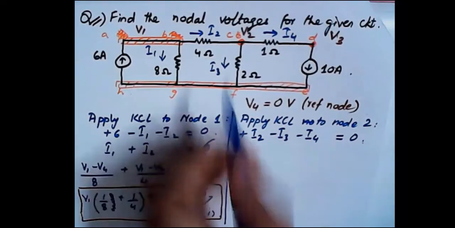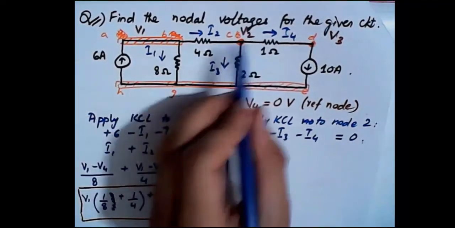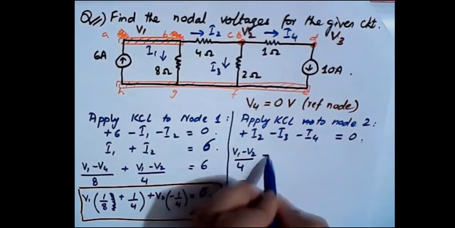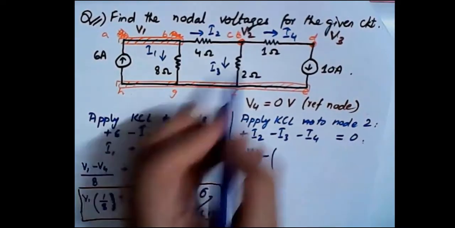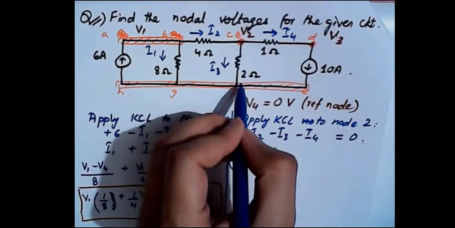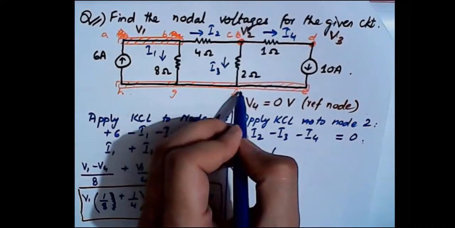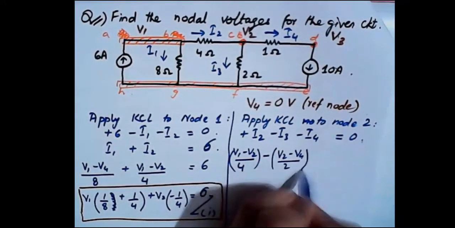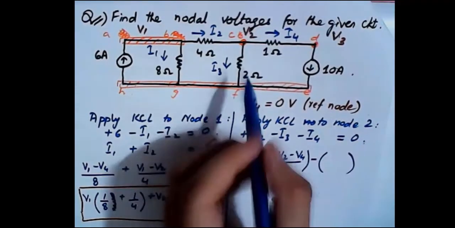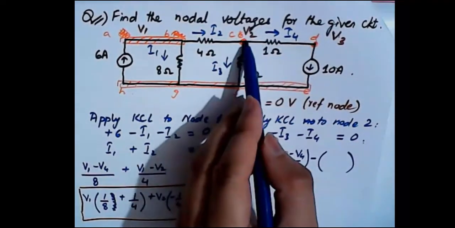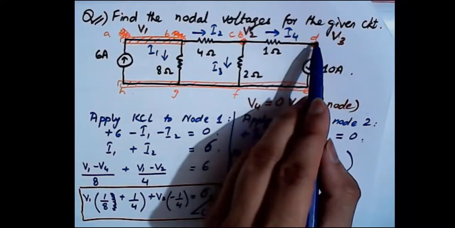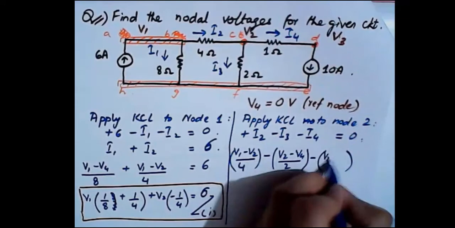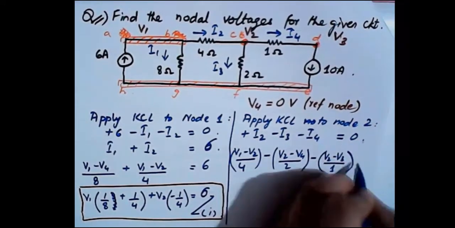I2 is equal to V1 minus V2 divided by 4, right? So V1 minus V2 upon 4, minus I3, which is V2 minus V4 divided by 2. Minus I4, which is this one, leaving V2 and approaching V3, so that means V2 minus V3 divided by 1. So V2 minus V3 divided by 1 is equal to 0.